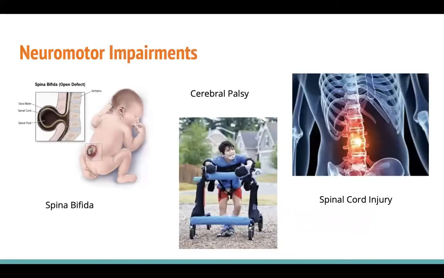A neuromotor impairment is an abnormality of or damage to the brain, spinal cord, or nervous system that sends impulses to the muscles of the body. These impairments are acquired at or before birth and often result in complex motor problems that can affect several body systems. Examples include spina bifida, cerebral palsy, and a spinal cord injury.